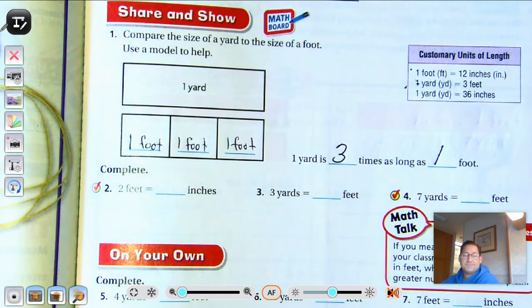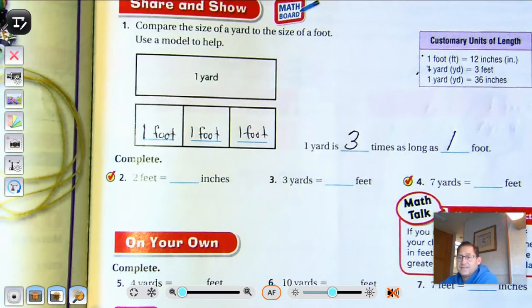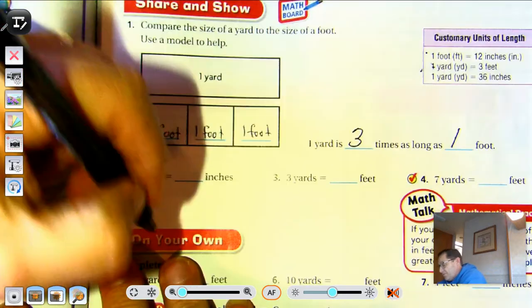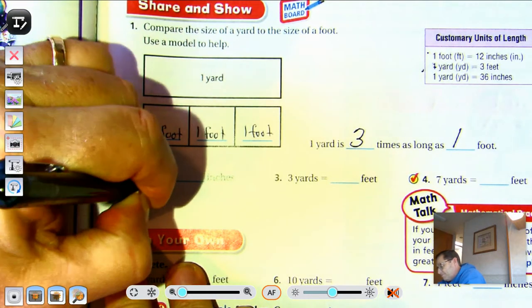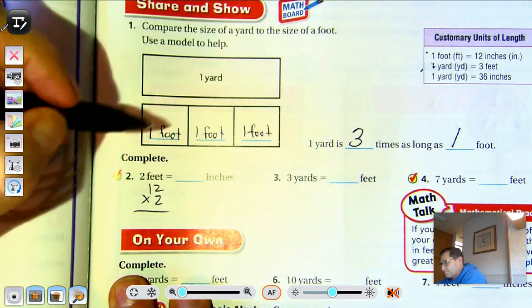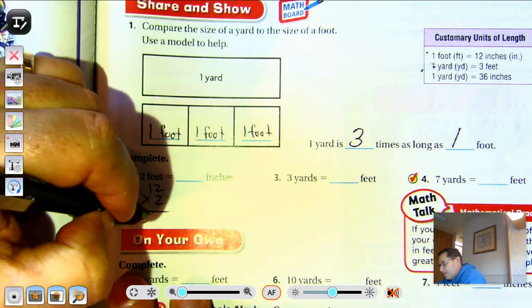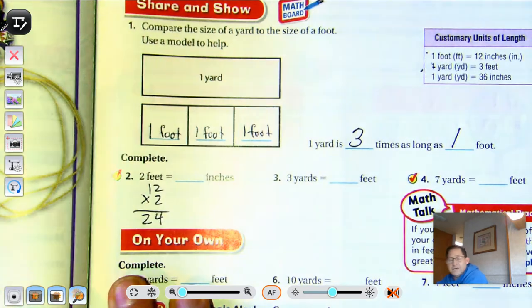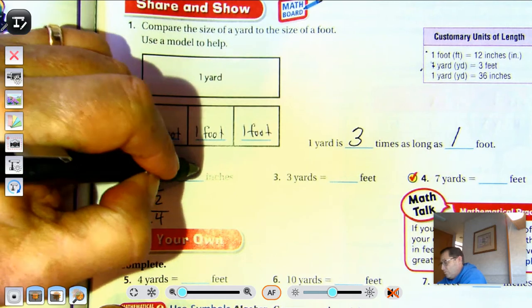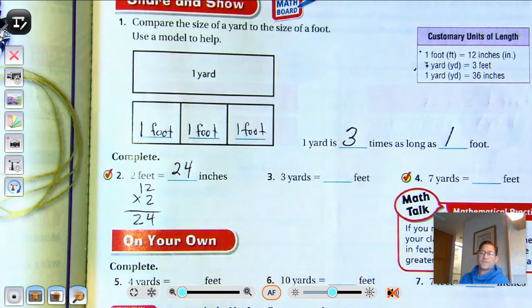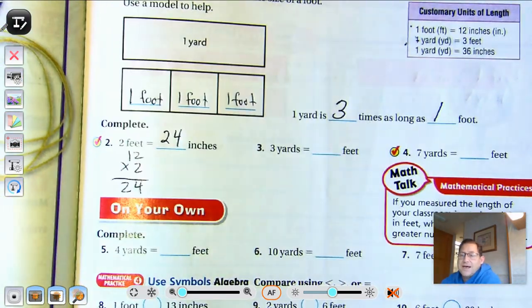All right, 2 feet. Well, 2 feet is less than a yard. 2 feet times 12. 2 times 2 is 4. 2 times 1 is 2. 24 inches. 3 yards is how many feet?